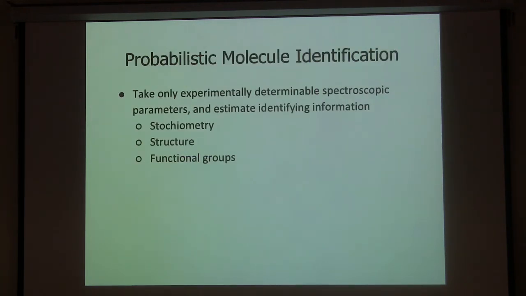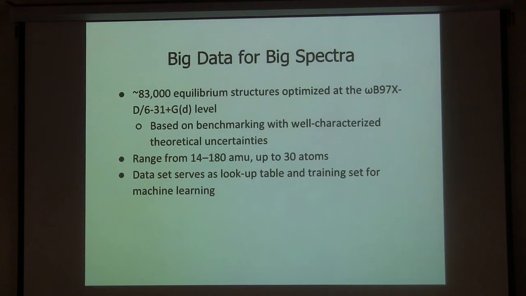And so the probabilistic molecule identifier takes the experimental spectroscopic information and ultimately tries to infer the stoichiometry, the structure, and the functional. All right, and that's why, in fact, we've developed this big database, and we're really interested in the uncertainties in the calculations. So this was serving not only as a lookup table for the new molecules we found, but also as a training set for the machine learning. Again, we calculate these things fairly quickly.